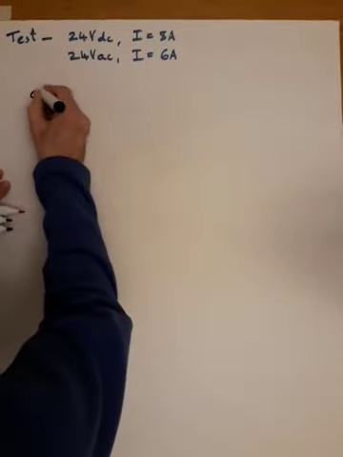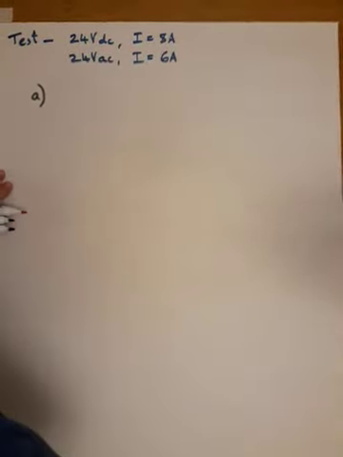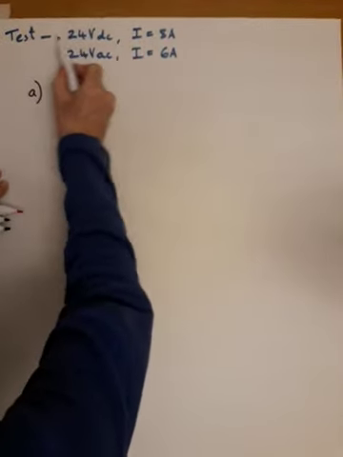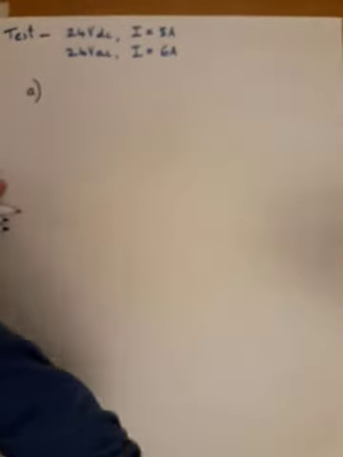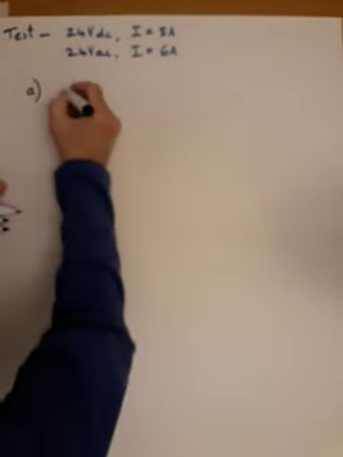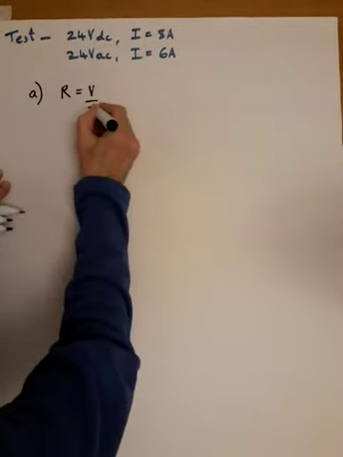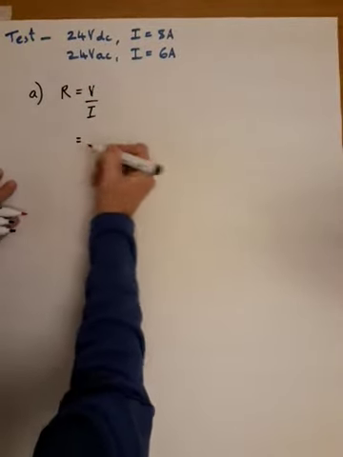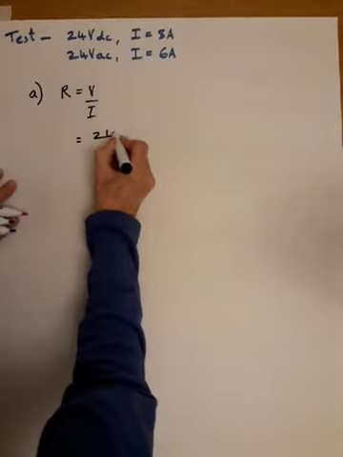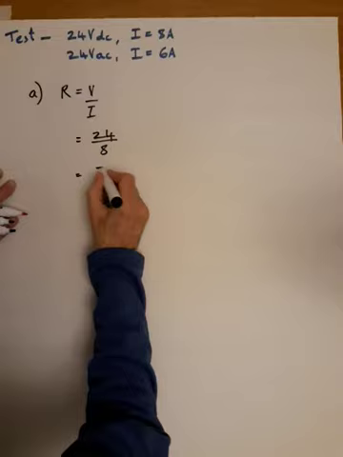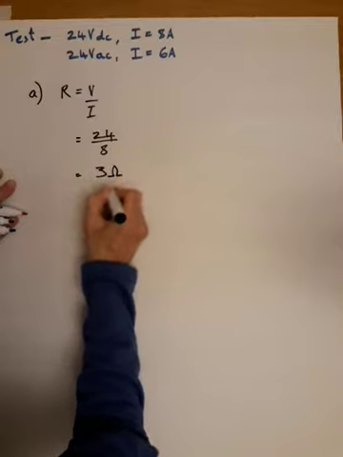Part A of the question asked you to find the resistance of the coil of wire, and here is our resistance information. 24 volts DC, the current flowing will give us only resistance, so quite simply R equals V over I. Put the numbers in: 24 volts, 8 amps, the resistance is going to be 3 ohms.